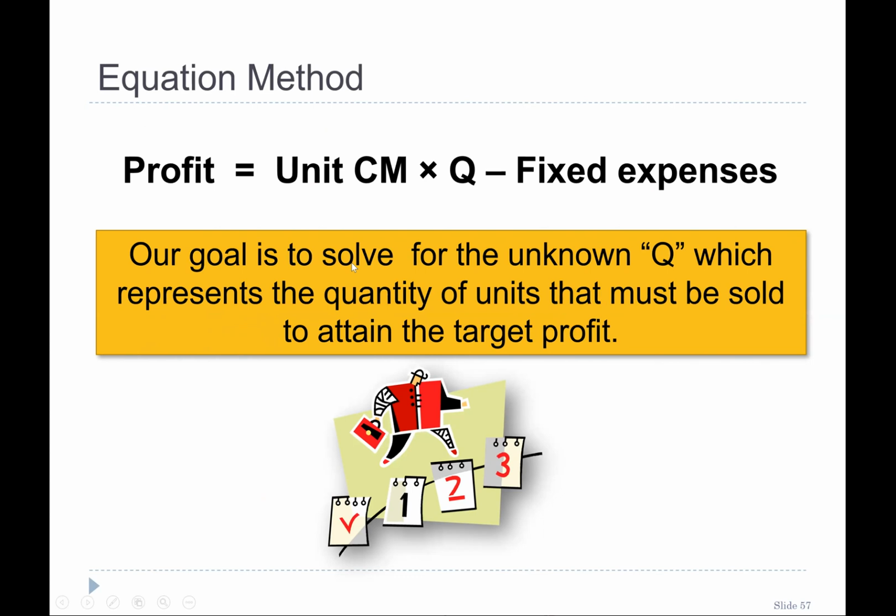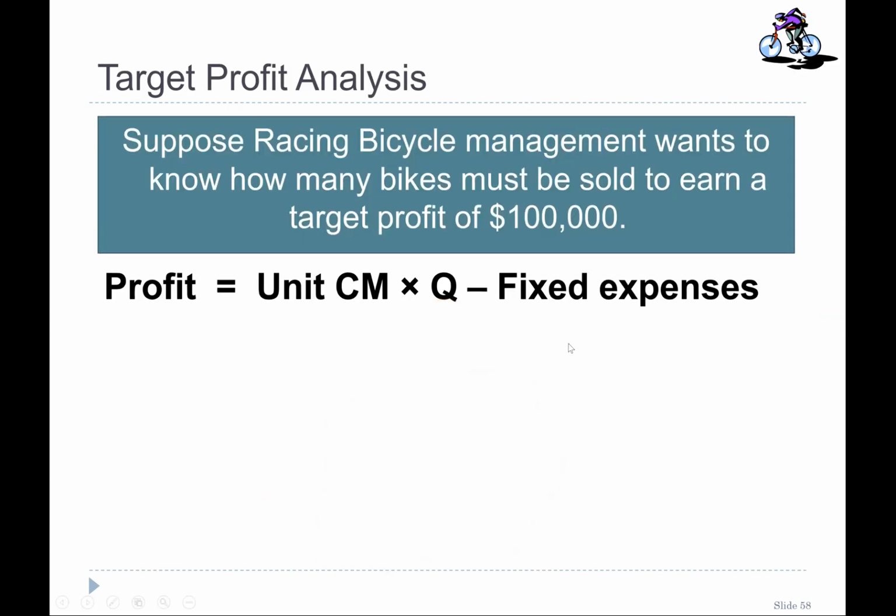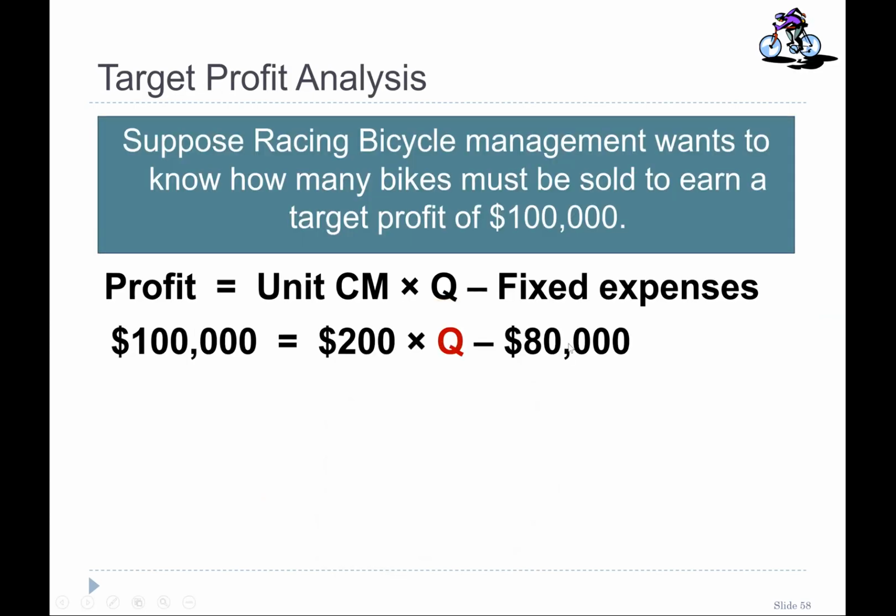So our goal is to solve for unknown Q. When we want to find out unknown Q, how can we find that? First of all, we need to find Q based on our target profit. So this profit becomes our target profit. We can replace this profit with target profit, and then we can solve it for Q.